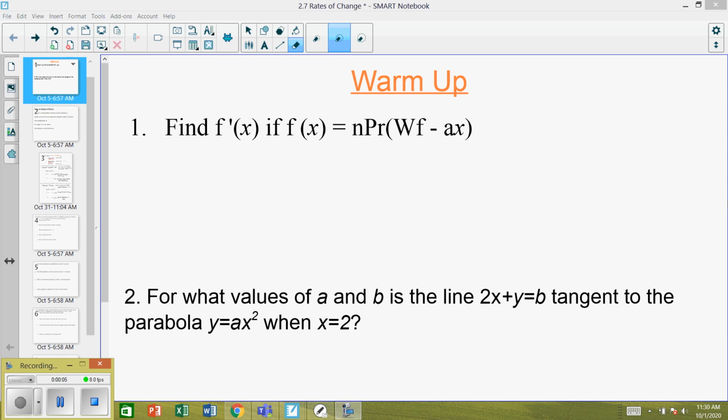So on to our next lesson. What are we doing? We're doing rates of change. Yay! So, let's see. Unit 2B is kind of our extension of the derivatives unit, so we're doing some extra stuff.